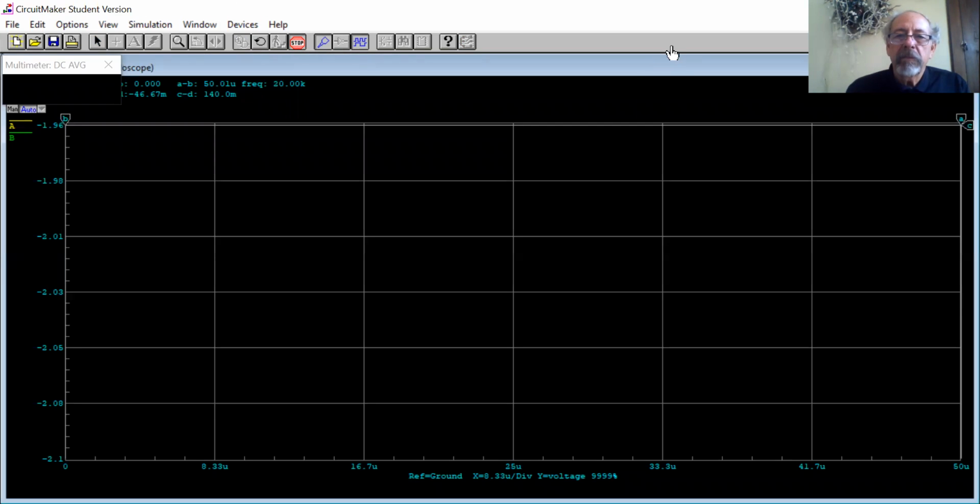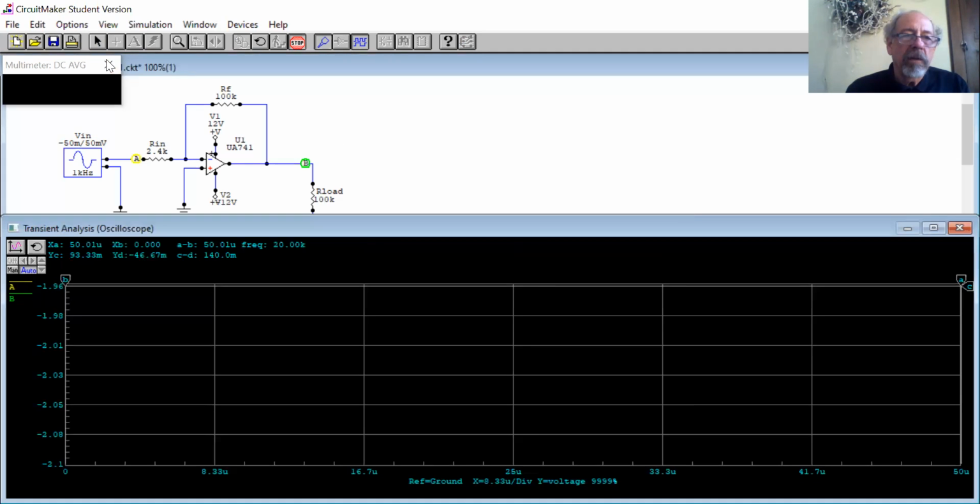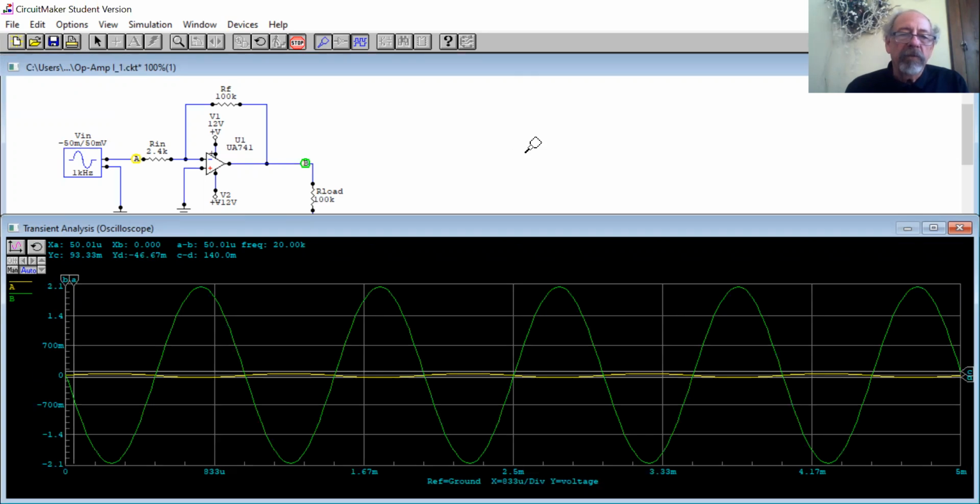My screen comes up, and I click on this. If you discover a screen like that with nothing on it, one of the key things is to click on the counterclockwise arrow here and bring it to life. So we see the B signal, the green one, is the output, and the yellow one is the input.